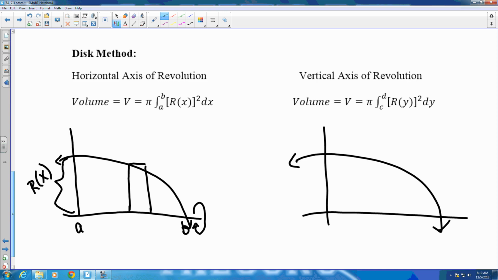In the other case, if you're being flipped over the vertical axis of revolution, the rectangle would be the other way. So you're perpendicular again. You're not going to have A and B; you're going to have C to D on the vertical axis, and your r of y, not r of x this time, is going to be your other function. So just be really careful when we're flipping over the y-axis. We need our function to be in terms of y, so we need to solve it for x first.